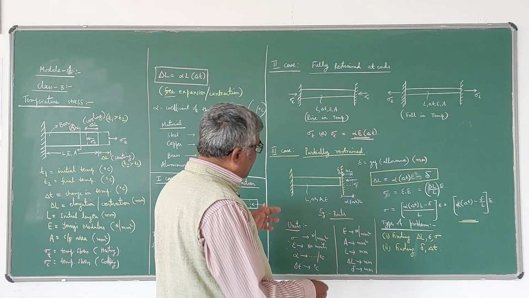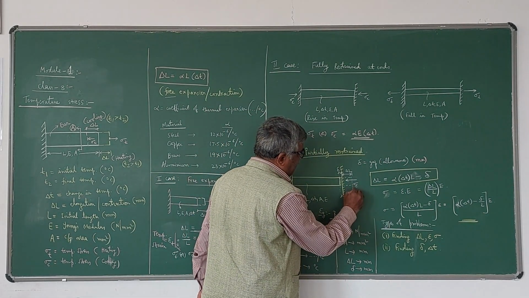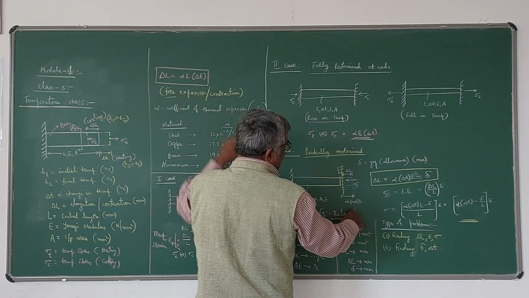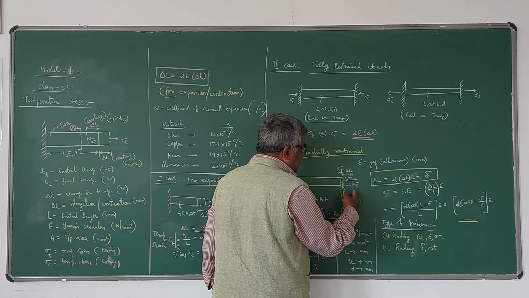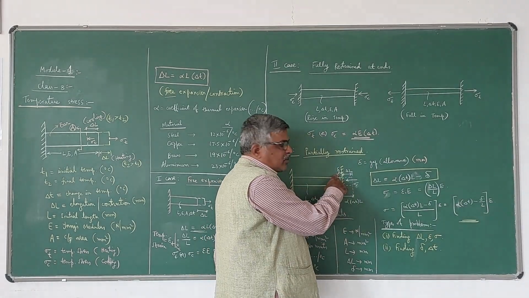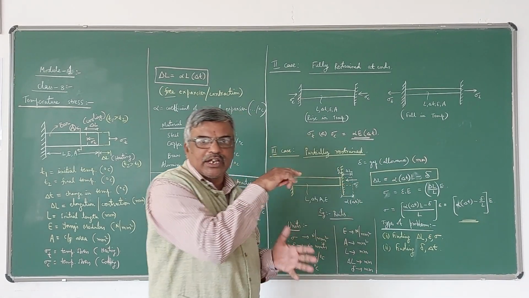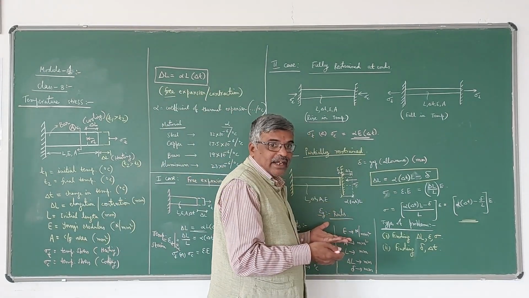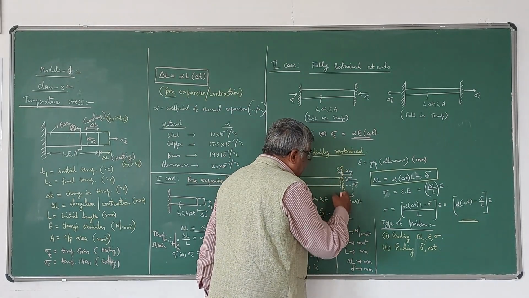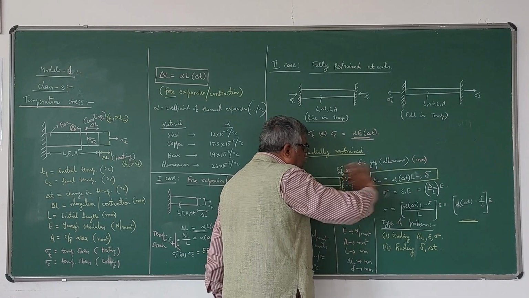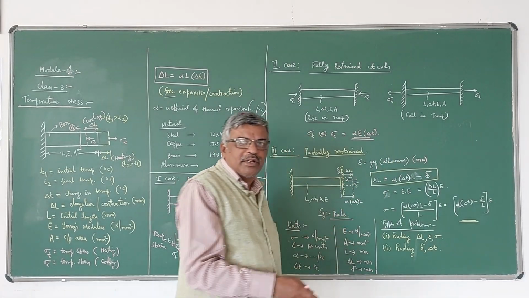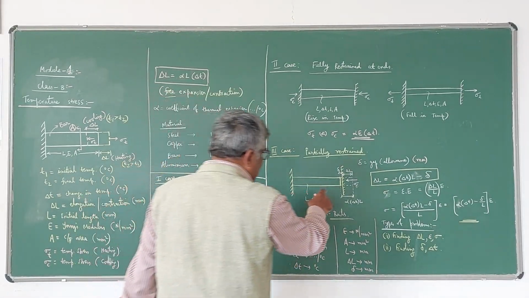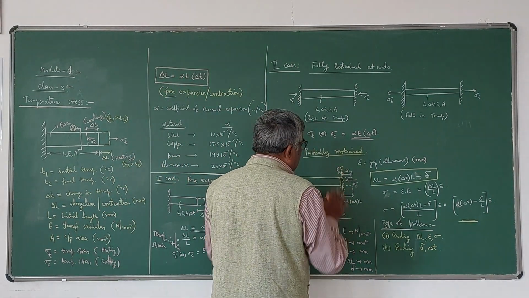But the total free expansion, whatever I have shown here, is alpha into L into delta T. From that you have to deduct this delta, because delta is already provided. It is the allowance provided. That is why it is called partially restrained. Restraint means complete restraint, free means there is no restraint at all, and partial restraint means you are going to provide a small gap in between these two.